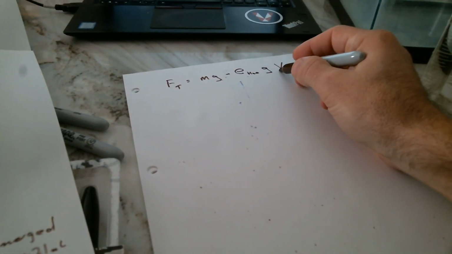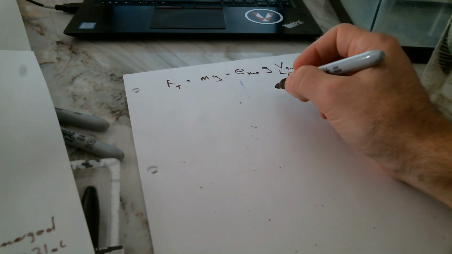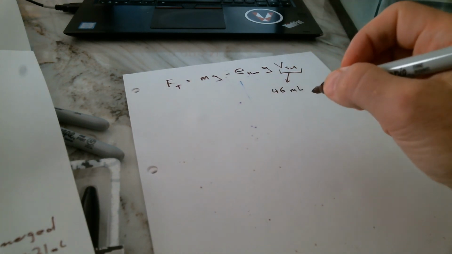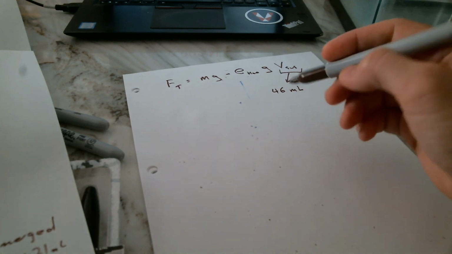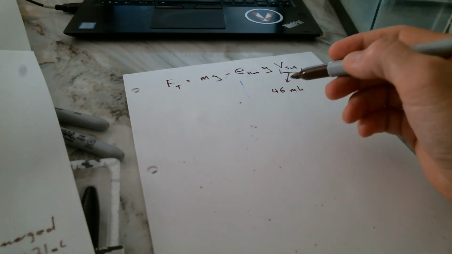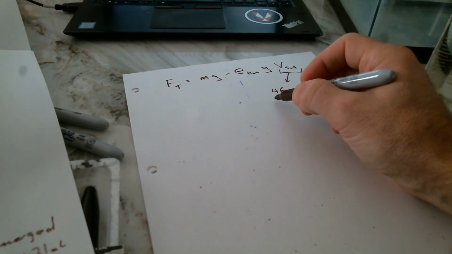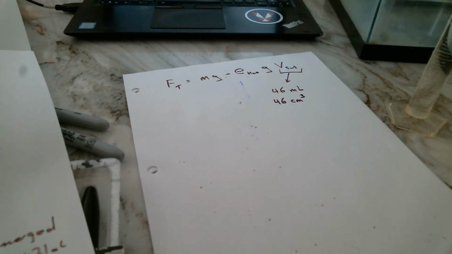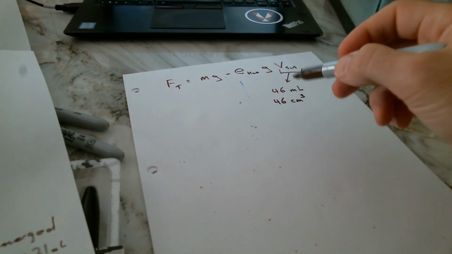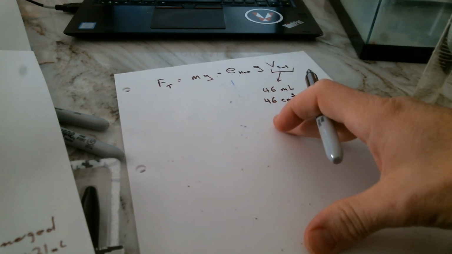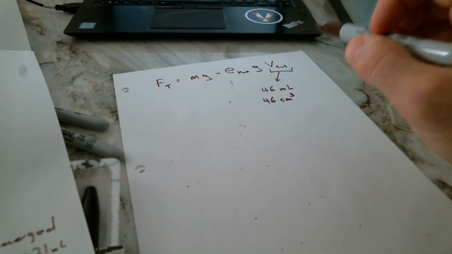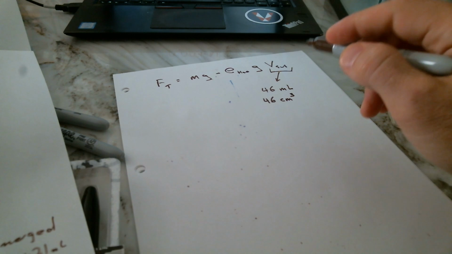Now, the volume that was submerged, we just said, is 46 milliliters. Hopefully your chemistry teacher reminds you, or your knowledge of density tells you, that's the same thing as 46 cubic centimeters. They're identical. A milliliter and a cubic centimeter are the exact same thing. All right? And something else you all already know.